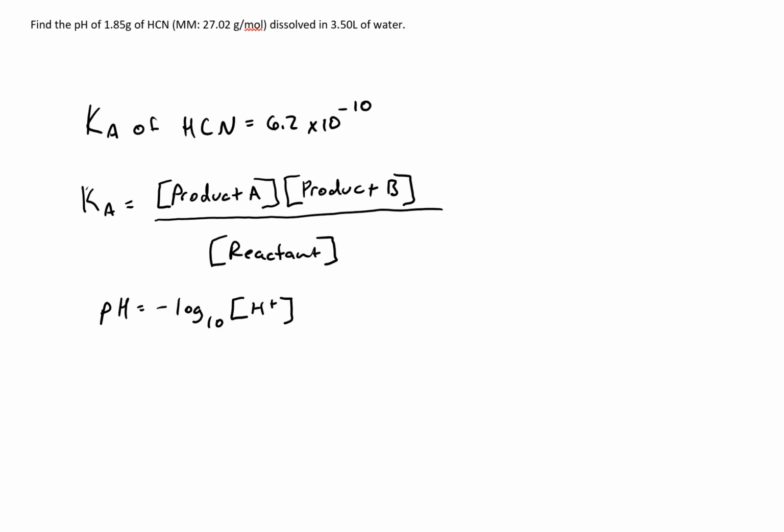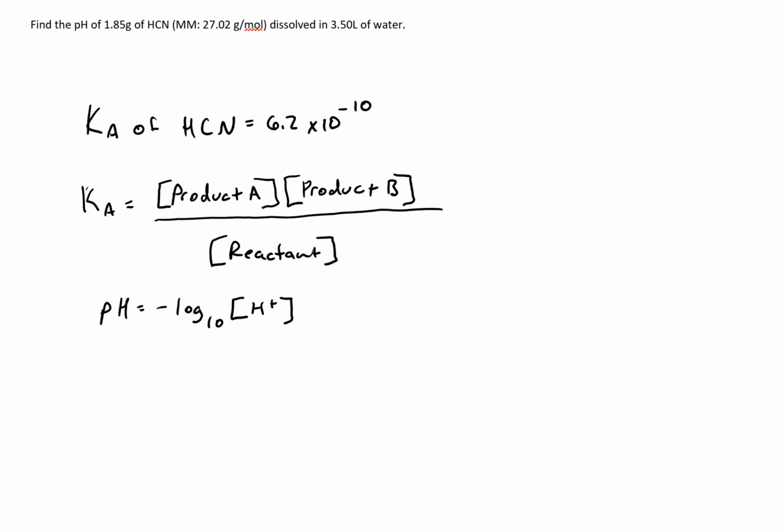Alright guys, today we're looking at the Chemistry 2 question. Find the pH of 1.85 grams of HCN, also known as hydrogen cyanide or hydrocyanic acid, of molar mass 27.02 grams per mole, dissolved in 3.5 liters of water.